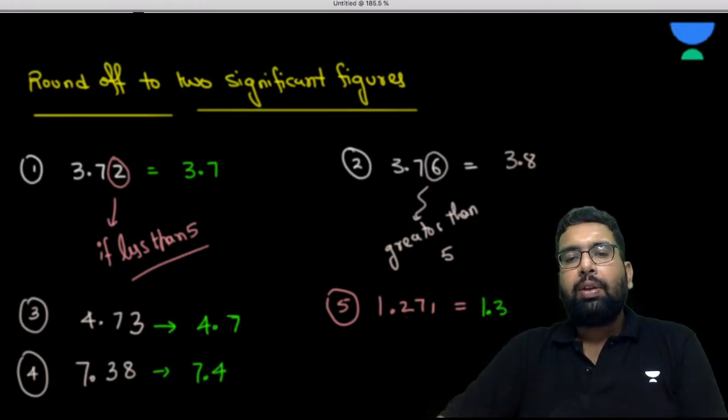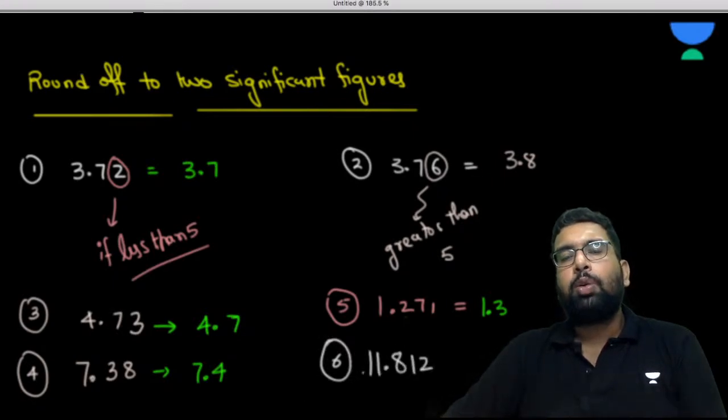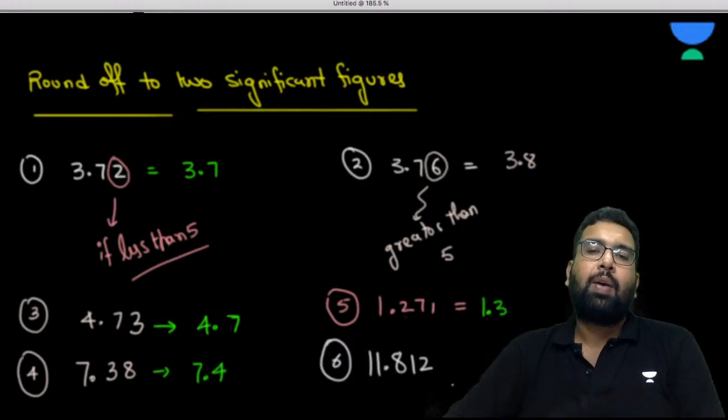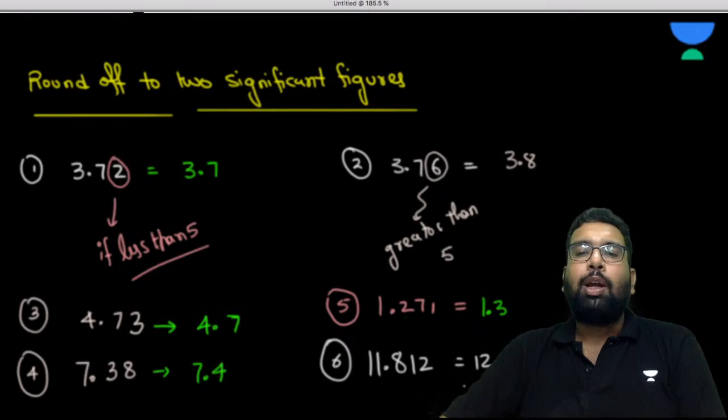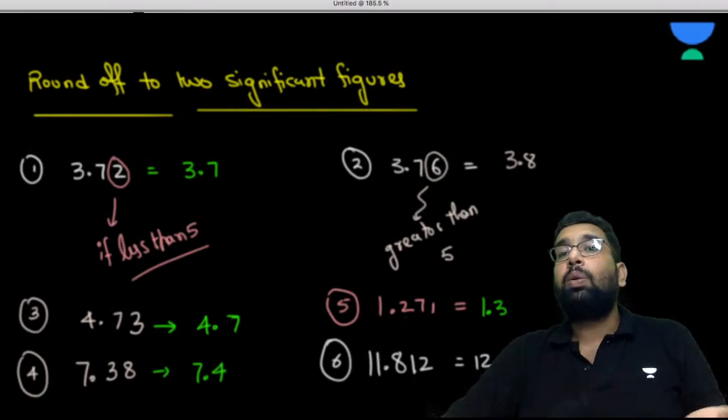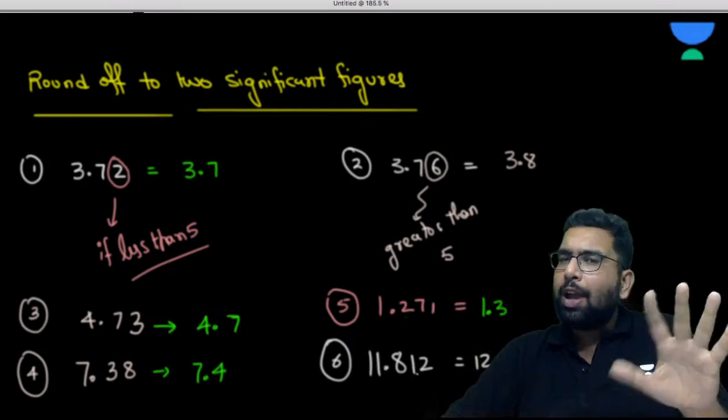Now I was saying, let's suppose 11.812. Now you want to convert it into two significant figures. How are you going to do that? If you want to round it off to two significant figures, you will write 12, because here the question is about this one. The next number to this one is greater than 5, so you are going to increase that number. Okay. I hope this is clear.